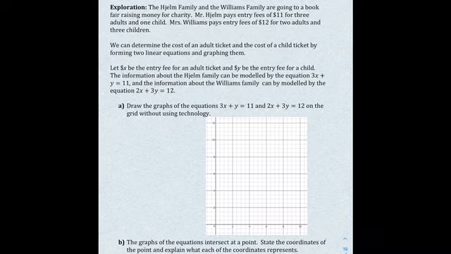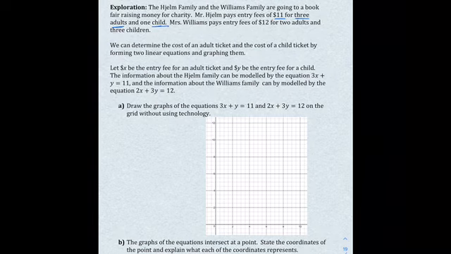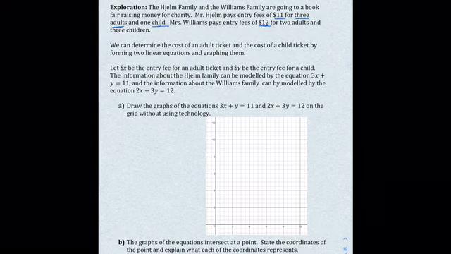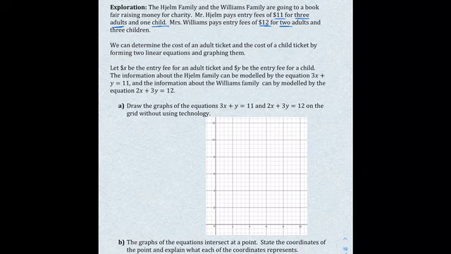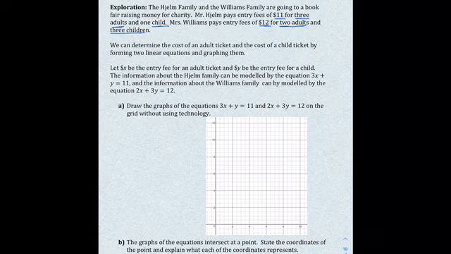It says Mr. Helm pays entry fees of $11 for 3 adults and 1 child. And Mrs. Williams pays entry fees of $12 for 2 adults and 3 children. So we're going to assume that they're paying the same cost per adult and the same cost per child, but Mr. Helm and Mrs. Williams have different amounts of adults and children, and they of course pay different total amounts. How can we solve and figure out what those amounts are that they pay per adult and per child? So let's look down below.